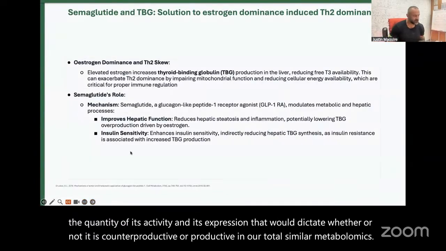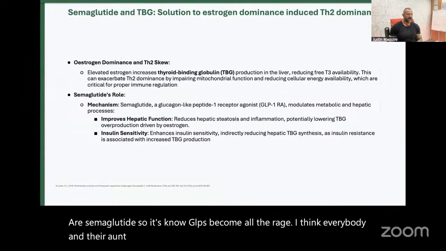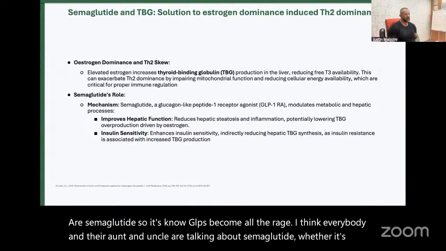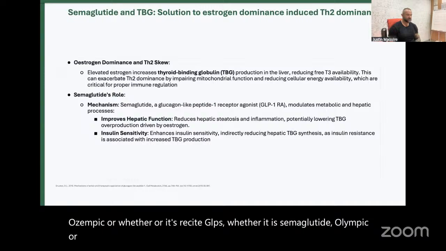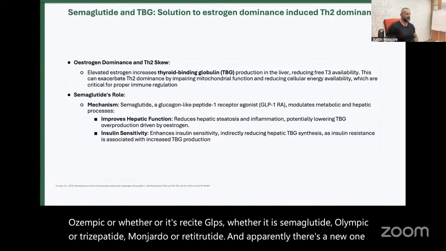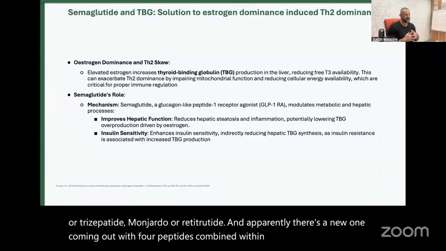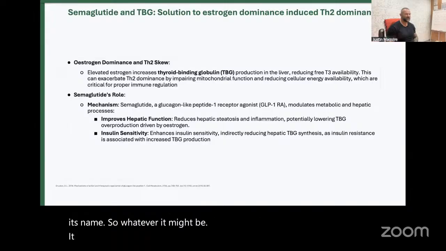Semaglutide, so GLPs have become all the rage. I think everybody and their aunt and uncle are talking about semaglutide, whether it's Ozempic or we say GLPs, whether it is semaglutide Ozempic or tirzepatide Mounjaro or retatrutide. And apparently there's a new one coming out with 4 peptides combined within its construct. Can't recall its name. So whatever it might be, it does have its place. However, it does also warrant massive amounts of caution.